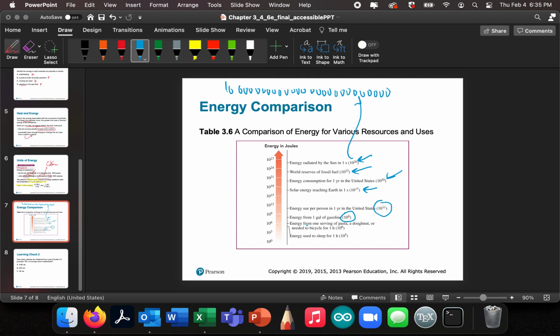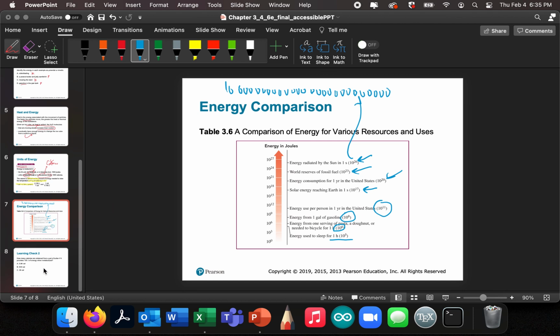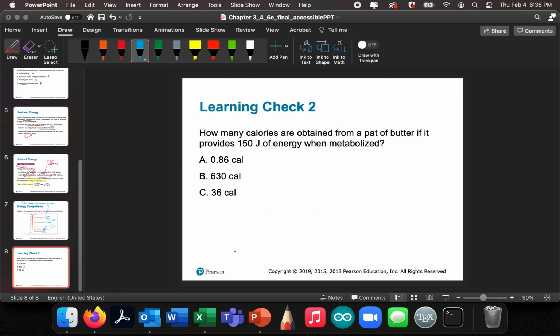Energy from 1 serving of pasta, a donut, or what's needed to bicycle for 1 hour: 10 to the 6. Oh, wow. That's a lot of calories, and that's a lot of joules in a donut, isn't it? And then we actually use energy to sleep for 1 hour. Really? Wow. 10 to the 5. Okay, so that's sort of interesting. Let's wrap this up with a learning check. I want you to pause the video and then come back and check your answer against mine.